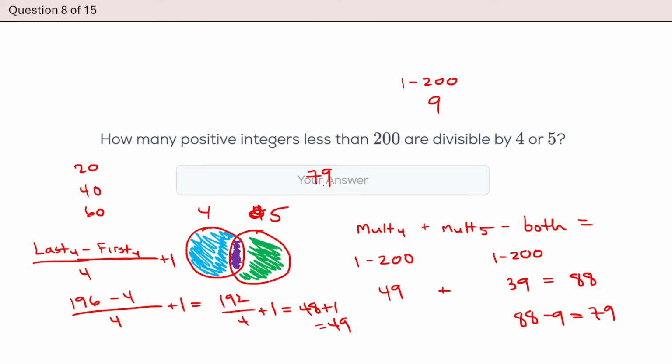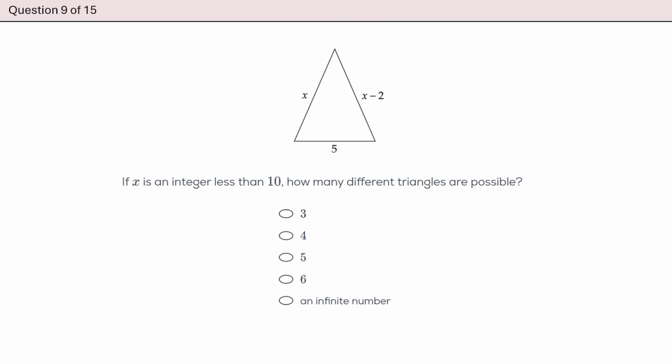Let me pause the video and look at the answer key. Hold on. All right, I just checked the answer key. Everything looks good. So let's go ahead and move on to question number 9. Number 9, if x is an integer less than 10, how many different triangles are possible? So you could brute force this, to be honest.